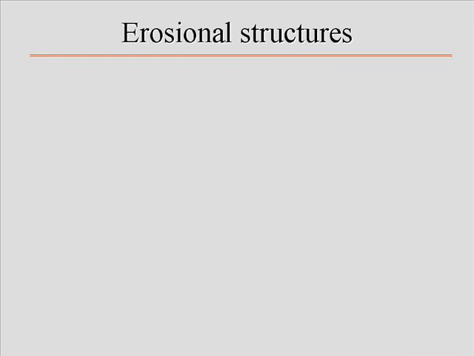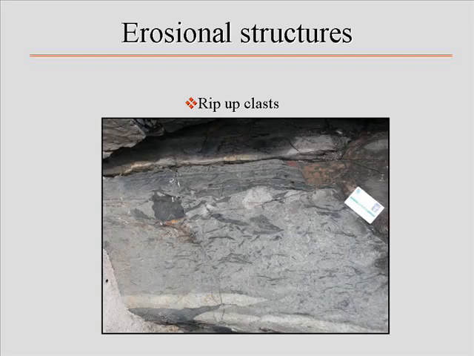Now it's time to start talking about what happens when things get eroded away. This is a structure that we've talked about already. These are rip-up clasts. Now what you're looking at here is a beautiful lithic sandstone from Australia. This is a chunk of black shale, and these are fragments of black shale within the sand. If you see fragments of shale within a sand, it tells you two things.